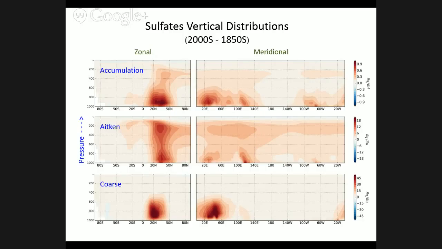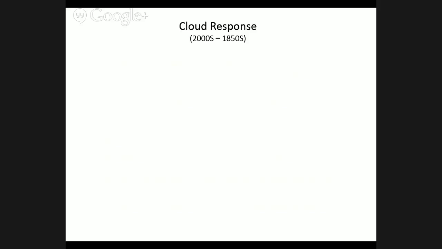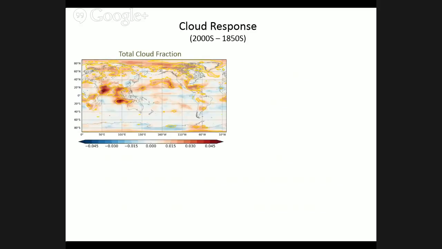Okay, so that's all about the perturbation, the kind of perturbation we are introducing to the system. Now let's look at the responses. The first one is the cloud response. Again, it's a difference picture: 2000 sulfates minus 1850 S. There are some interesting features you can see, and the yellow line indicates the significant difference area.